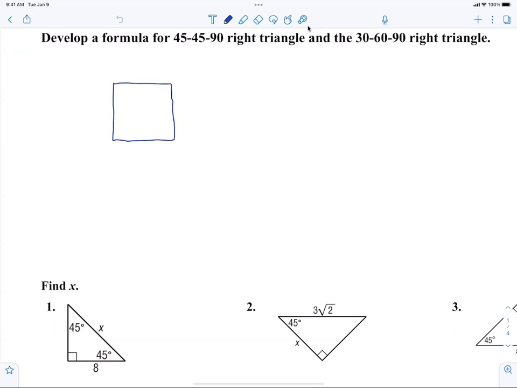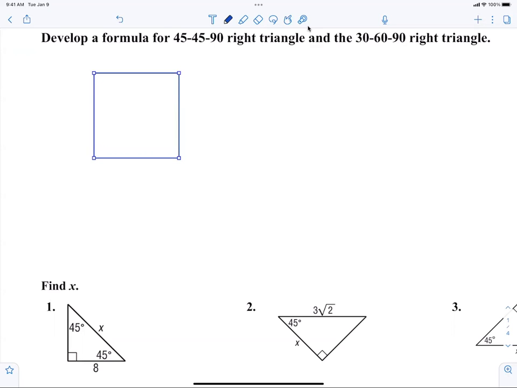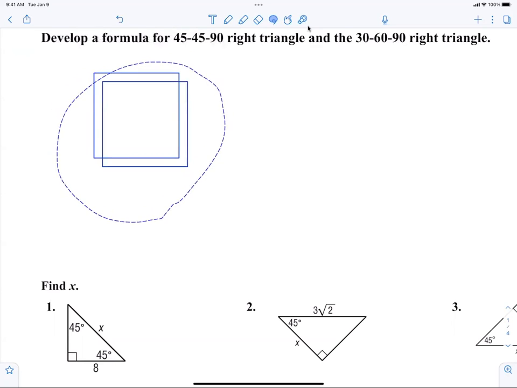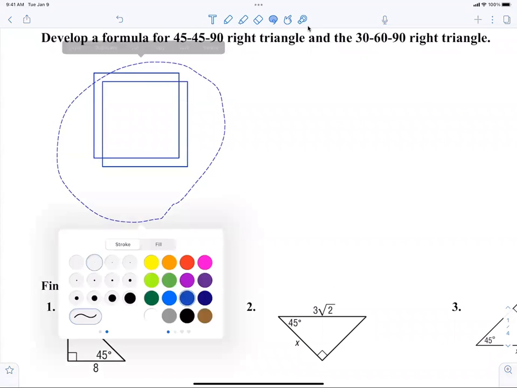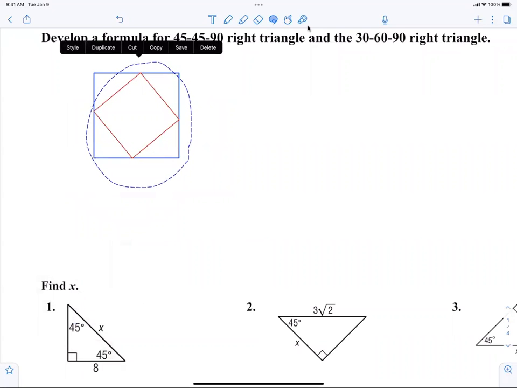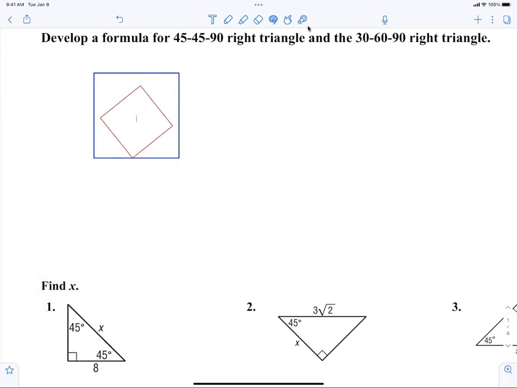The first thing I'm trying to do is make a square. All right, that looks like a pretty good square. Now the next thing I'm going to do is draw another square in this square, but I'm going to shrink it down. I'm going to turn it so it fits exactly in, tangent to all the sides. I'm going to turn it a little bit more.